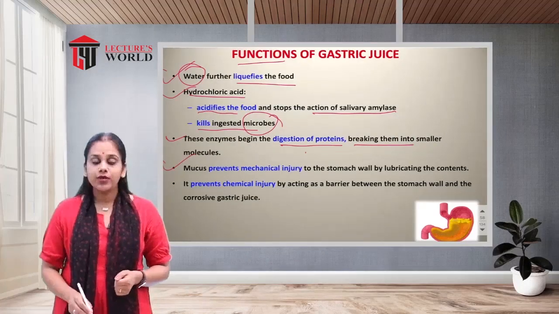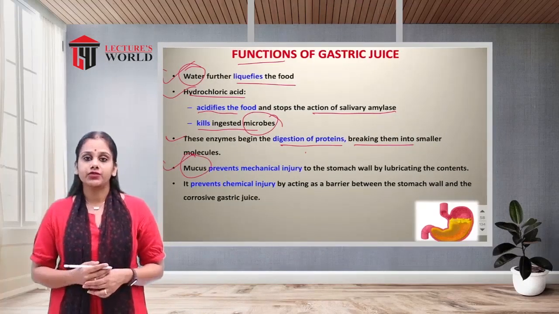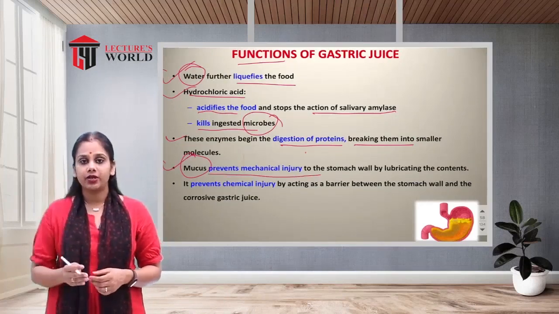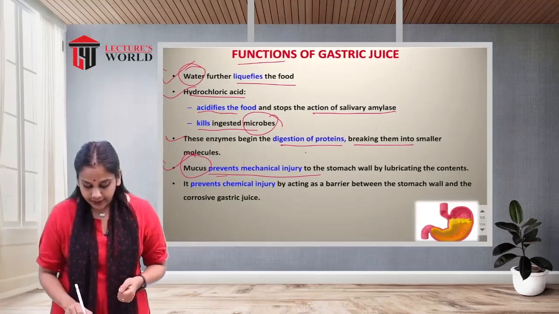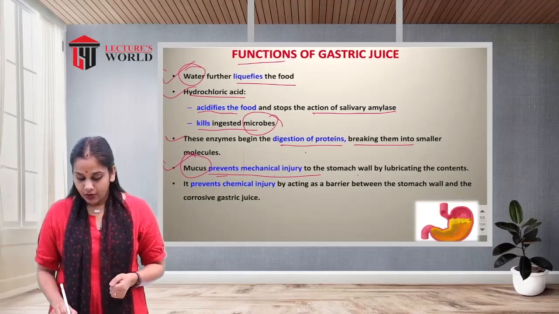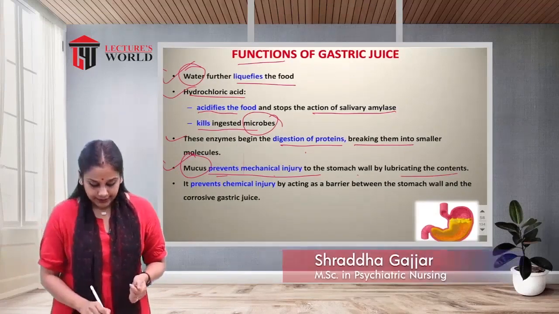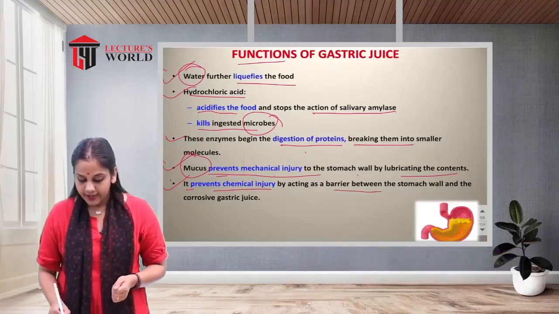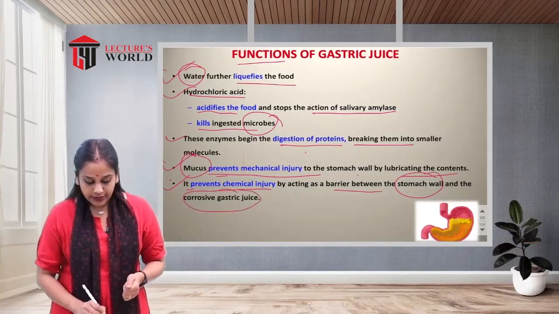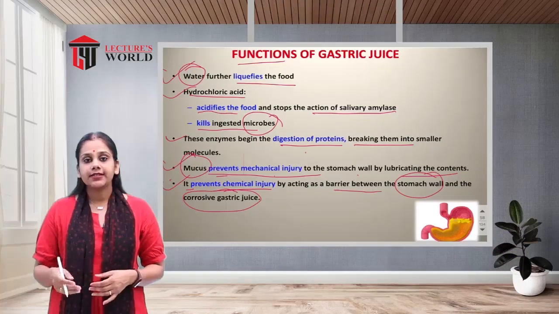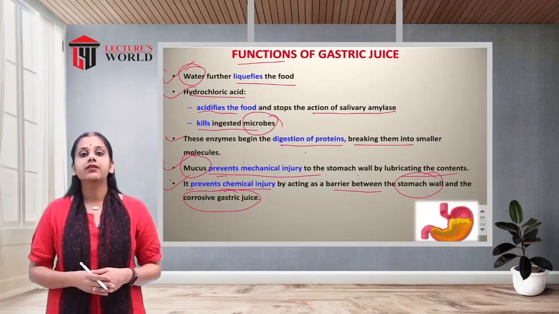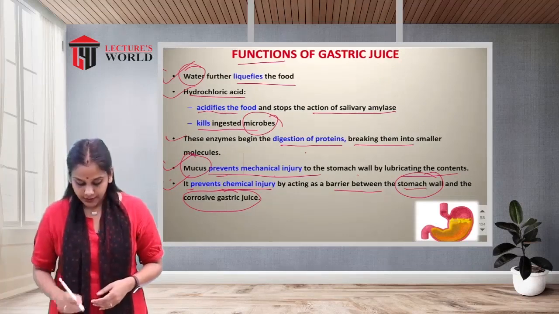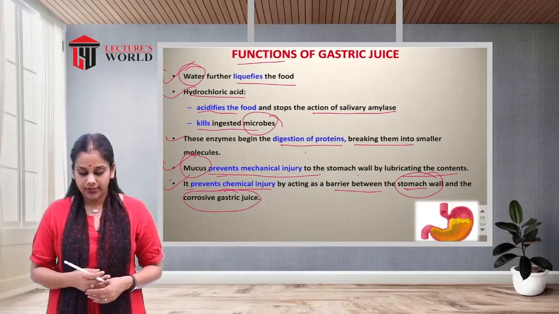Then mucus, a content of the gastric juice. Mucus is helpful for lubrication of the inner wall of the stomach. So it prevents mechanical injury to the stomach wall by lubricating its content. The last function is that it prevents chemical injury by acting as a barrier between the stomach wall and the corrosive gastric juice. So it prevents injury to the inner wall of the stomach. These are the basic functions of the gastric juice.